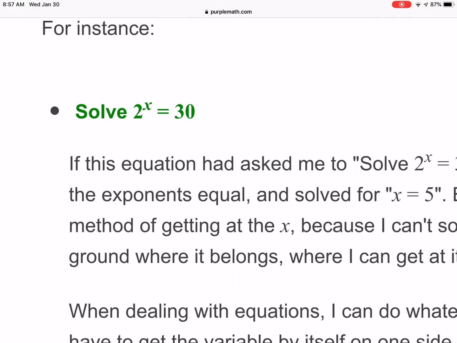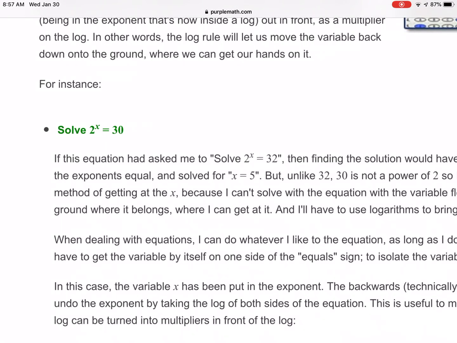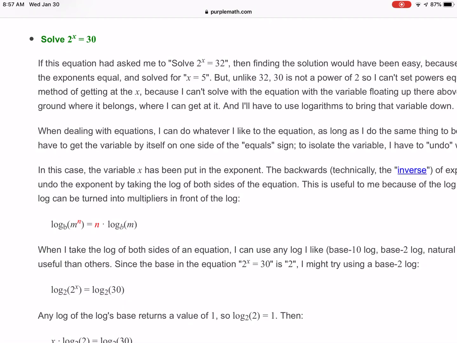For instance, if we have 2 to the x equals 30, we might think, well, what power of x gives us 30? Well, 2 squared, no, that's 4. 2 to the third is 8. 2 to the fourth is 16. 2 to the fifth is 32. So it's somewhere between 4 and 5, but it's not exactly 4 or exactly 5 because it's not quite right. So to solve this, what we can do is we can use a logarithm. And a logarithm is just the opposite or the inverse operation of raising something to an exponent. Okay.